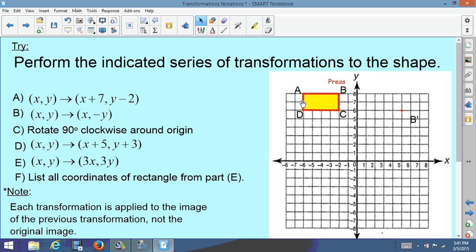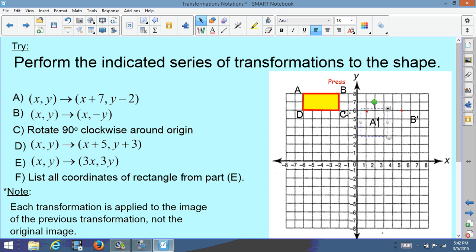So since it's a rectangle, I'm going to be moving this distance from here to here, and if I count the boxes over, it's 1, 2, 3, 4 boxes wide. So all I need to do is count 4 boxes wide, and I'll have my top of this shape. 1, 2, 3, 4. So there is point A prime.